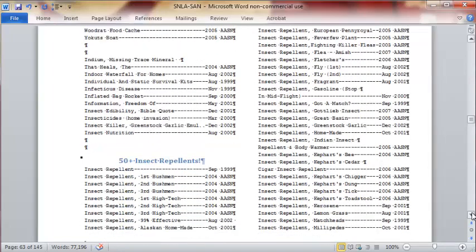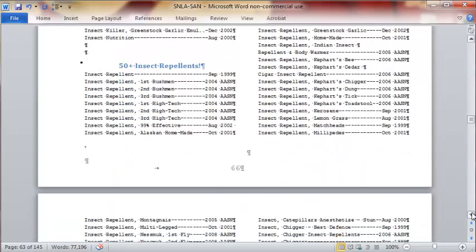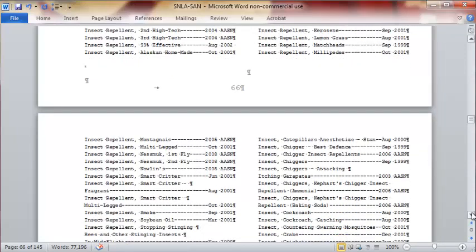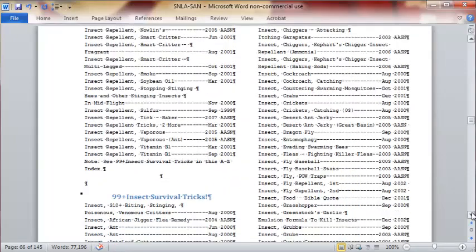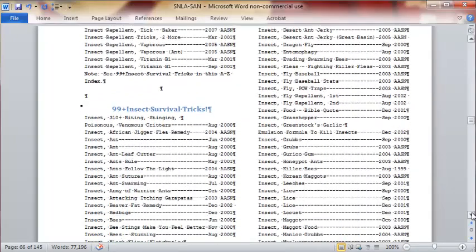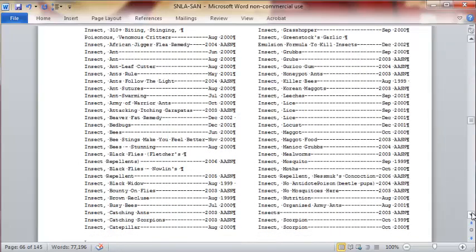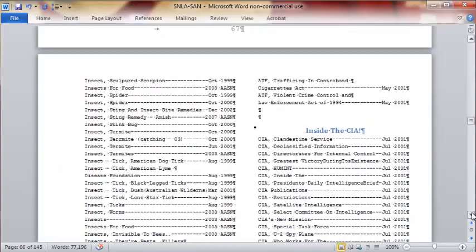50 insect repellents. Some of them I learned from folks that are just awesome. They work really good, and you can use these instead of buying some expensive stuff. You can make your own. 99 insect survival tricks. You can learn from the insects, just like you learn from the bigger critters, small and big game. You can learn from insects. You can learn from plants.